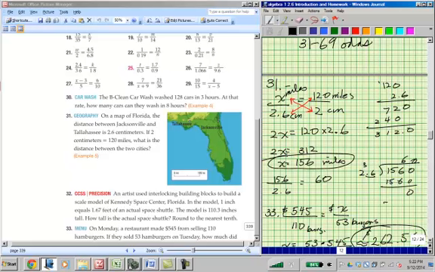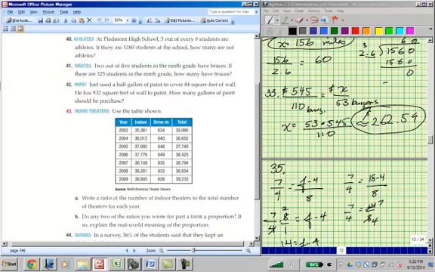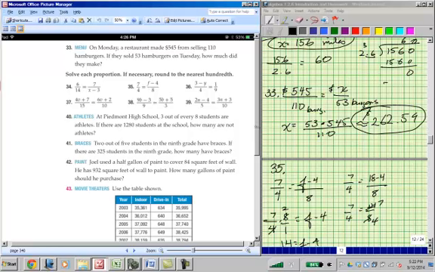33. Restaurant made $545 from selling 110 hamburgers. So we got dollars over burgers. So $545 over 110 burgers, that's my proportion, equals x dollars. How much money did they make? x dollars over 53 burgers. So $545 over 110 burgers equals x dollars over 53 burgers.